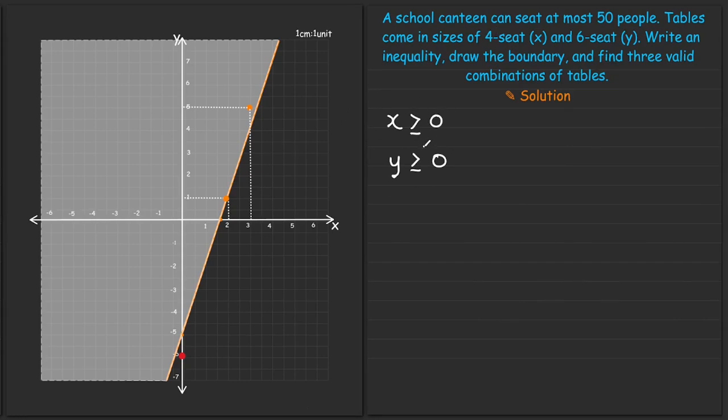So with these two written, we now look at the capacity inequality. It says the school canteen can seat at most 50 people. So that is to say, for table X, that takes 4 seats, if we add it to table Y, that takes 6 seats, it should be at most, that is, it should either be equal to or less than 50.